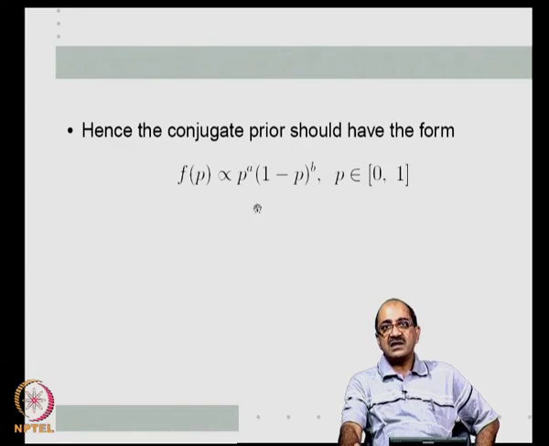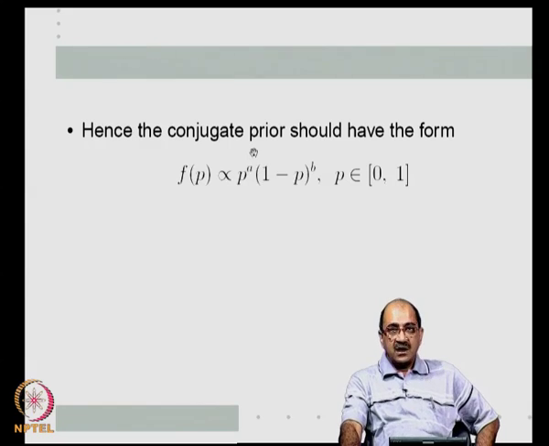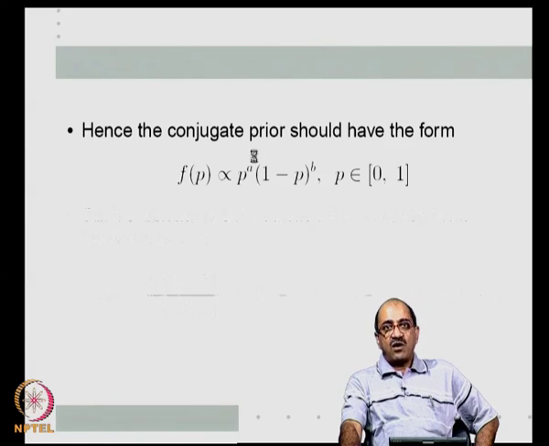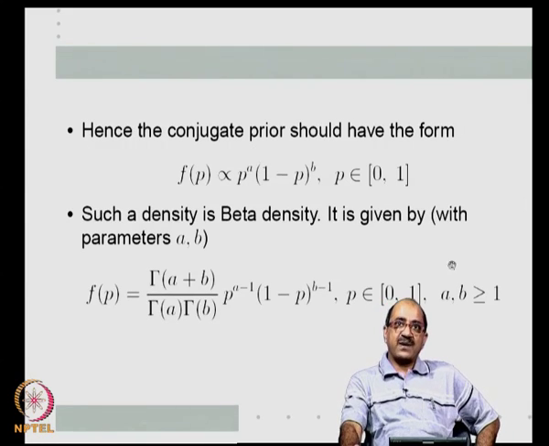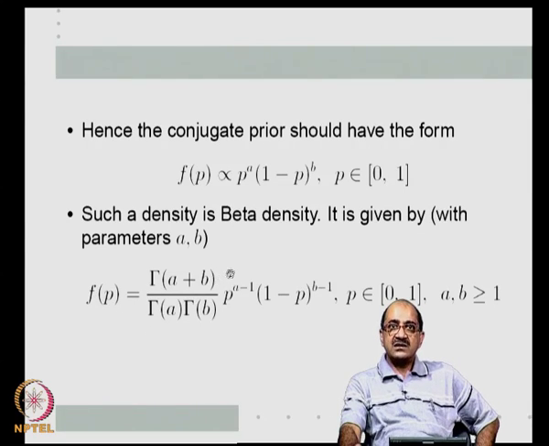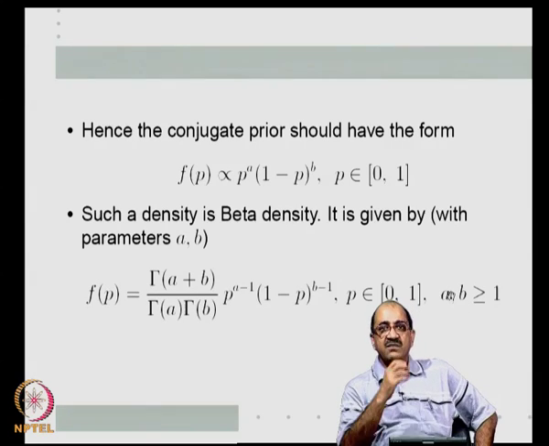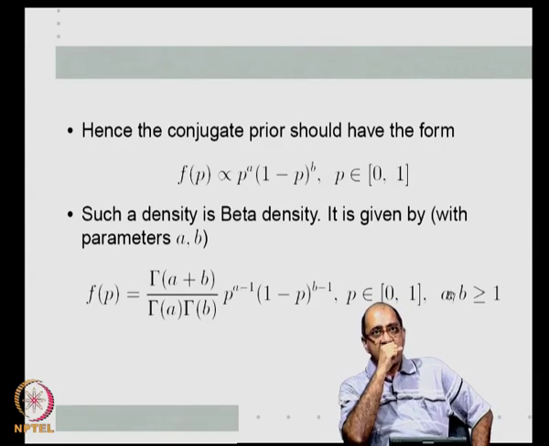So, the question is, what are the densities that have this form? An important density that has this form is what is called the beta density. It has two parameters a and b, and it is given by f(p) is gamma of a plus b by gamma of a into gamma of b into p to the power of a minus 1, 1 minus p to the power of b minus 1, the density over 0 1, and a, b are constants which are assumed to be greater than or equal to 1.